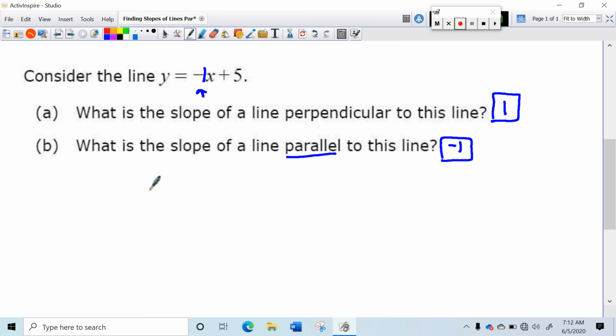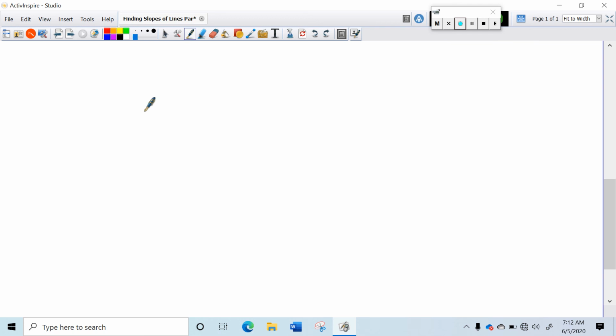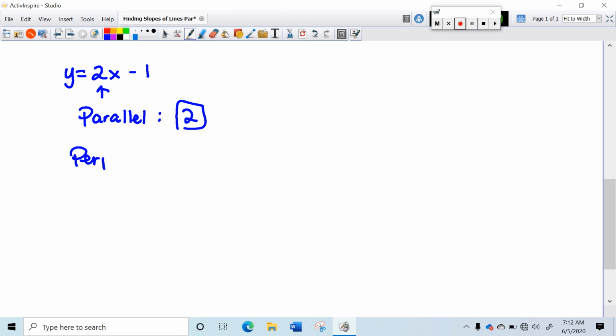Now, let me show you another example that I don't have on here, so you can see how it works when it's not 1. So let's do y equals 2x minus 1. So the parallel slope is going to be whatever's in front of x. A 2. The perpendicular is the opposite. So instead of this, since this is +2, I'm going to do -2.